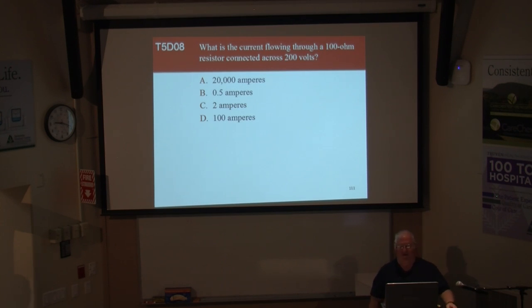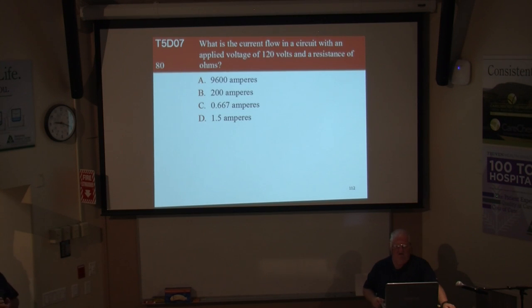What is the current flowing through a 100 ohm resistor connected across 200 volts? C, 2 amps. So I said, you got to actually look at them and think about it for a second before you jump, because you got to look and say, what are they asking for? What is the current flow in a circuit with an applied voltage of 120 volts and a resistance of 80 ohms? Where did the 80 disappear to? D, 1.5, yep.